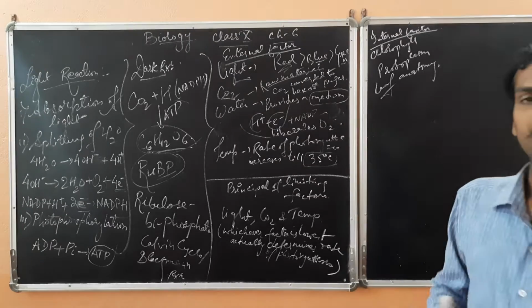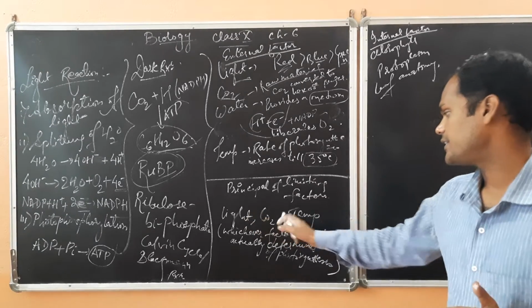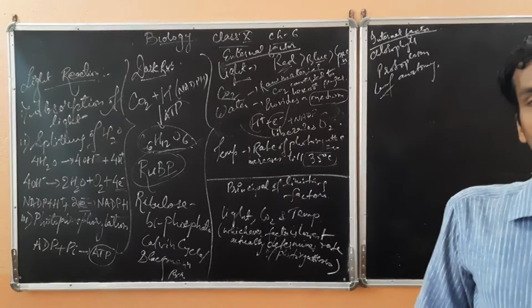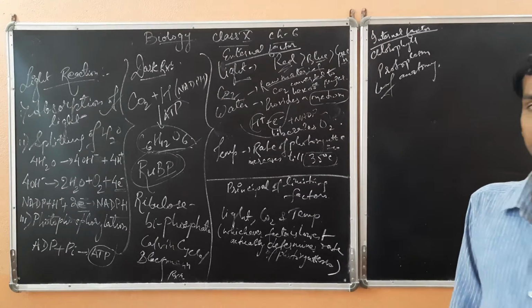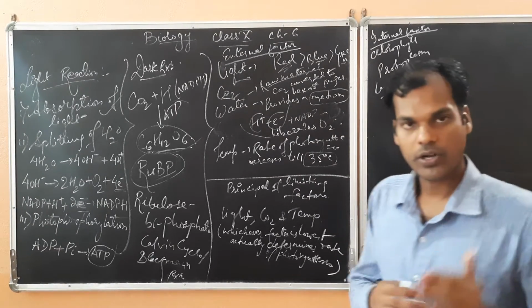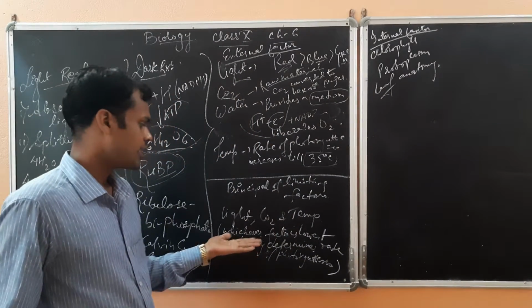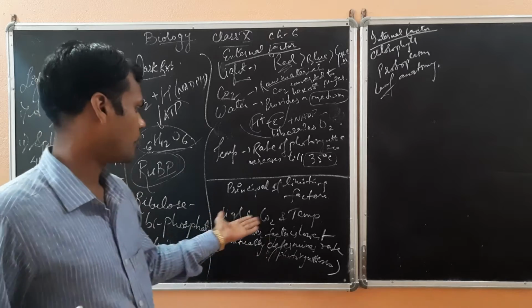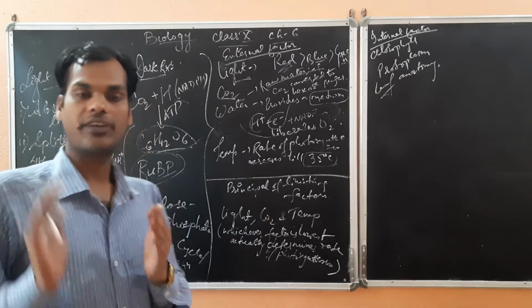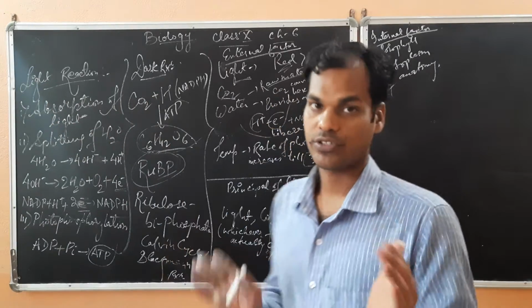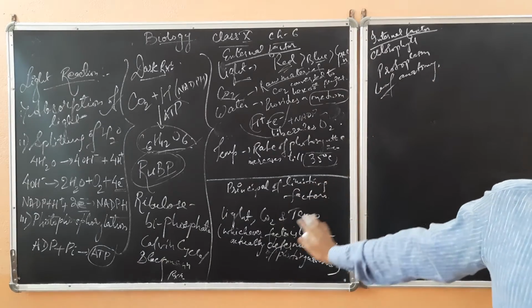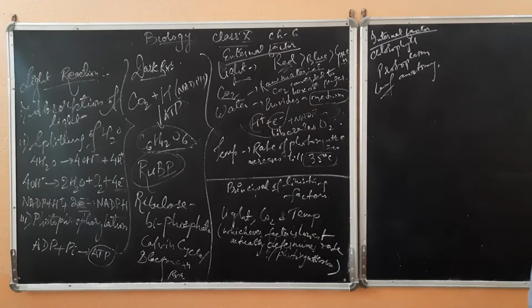This principle of limiting factors tells that light, CO2 and temperature are the primary components responsible for the photosynthesis reaction. And since all these factors are independent of each other, whichever factor is the lowest among these three is the one that determines the rate of photosynthesis. This is called the principle of limiting factors.